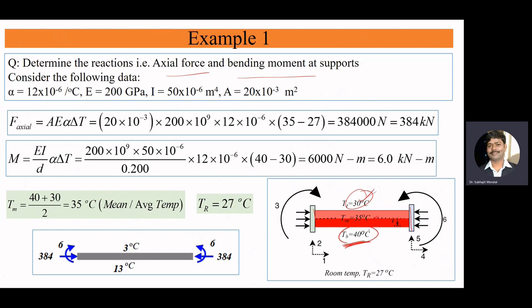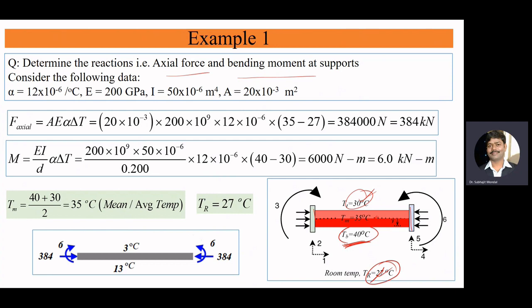So here our mean temperature, average temperature, is 35 degrees Celsius. Now room temperature is 27 degrees Celsius. Now here we have to find the axial force developing due to the non-uniform temperature variation and the bending moment developing due to the non-uniform temperature variation.